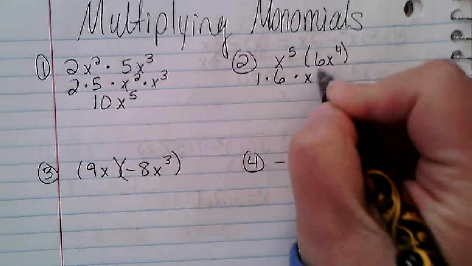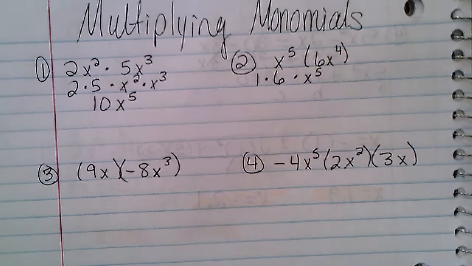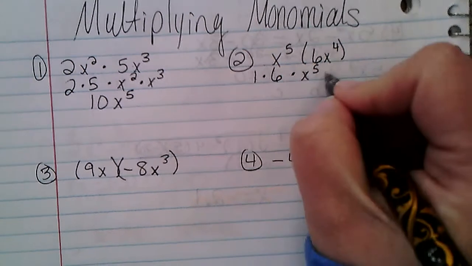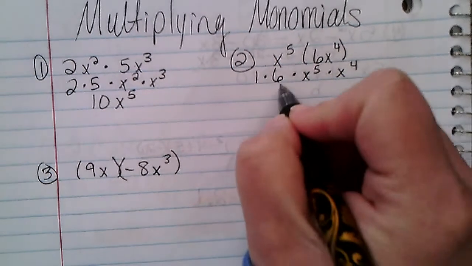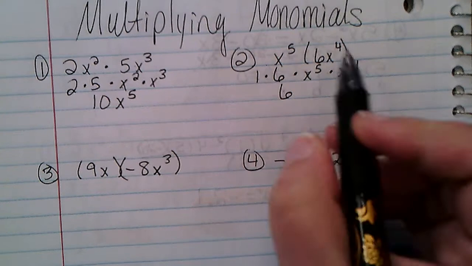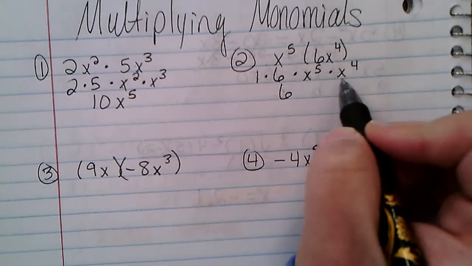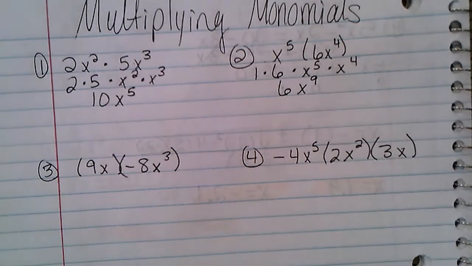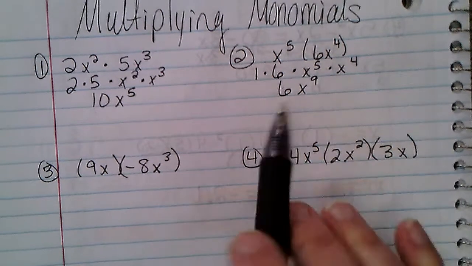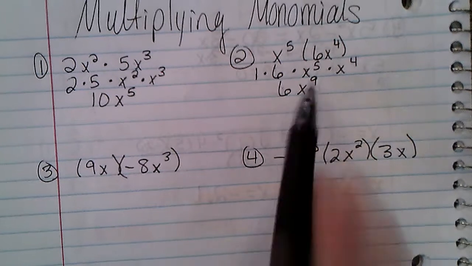Then I've got x to the 5th. And if I wanted to expand that, that would be 5 x's. And then x to the 4th would be 4. So my new coefficient is 6. X to the 5th and x to the 4th, there are 9 x's represented there being multiplied together. So this is now 6x to the 9th.